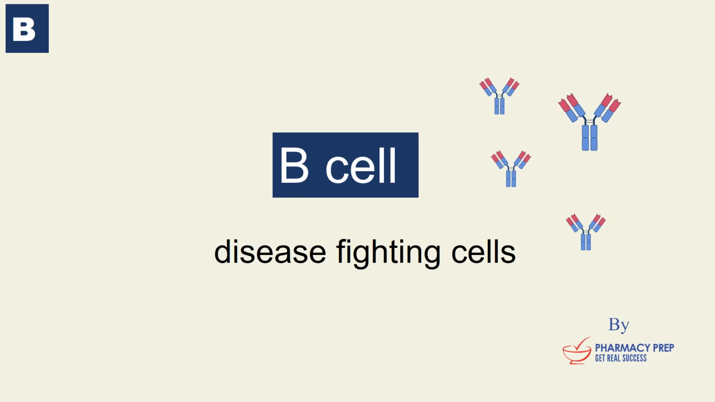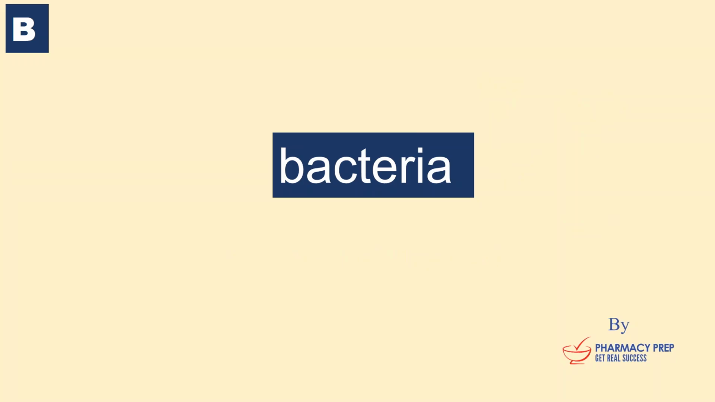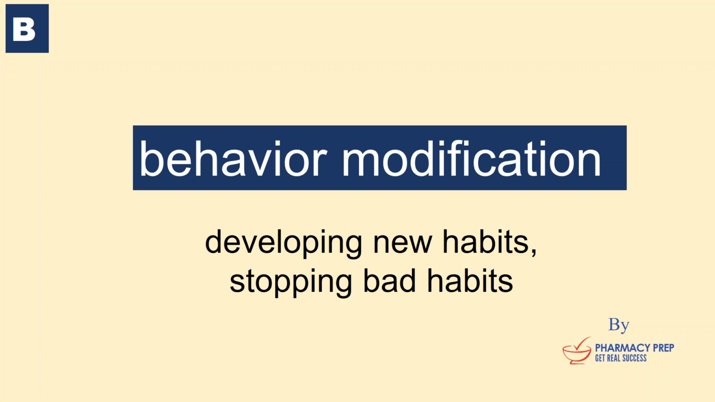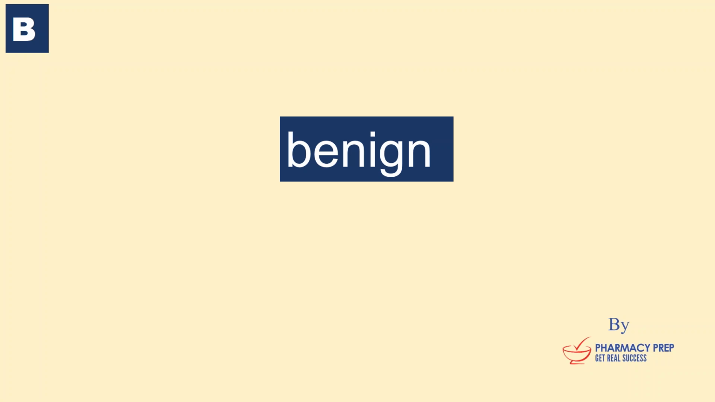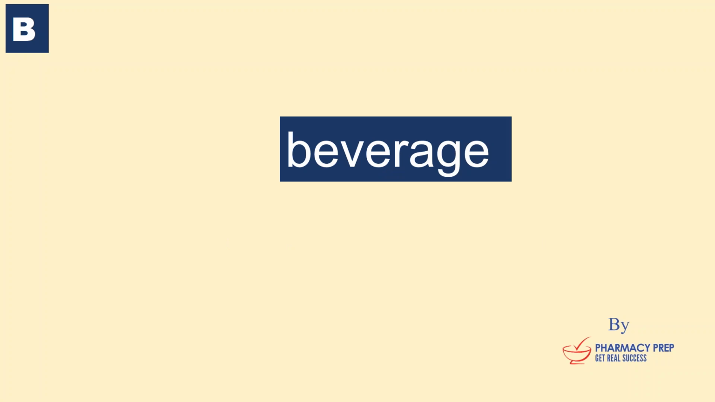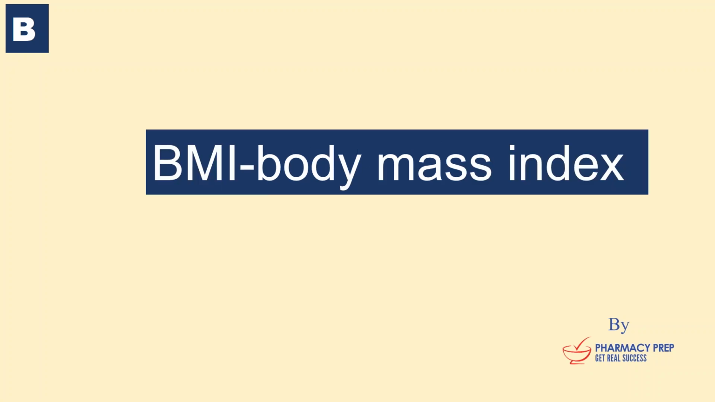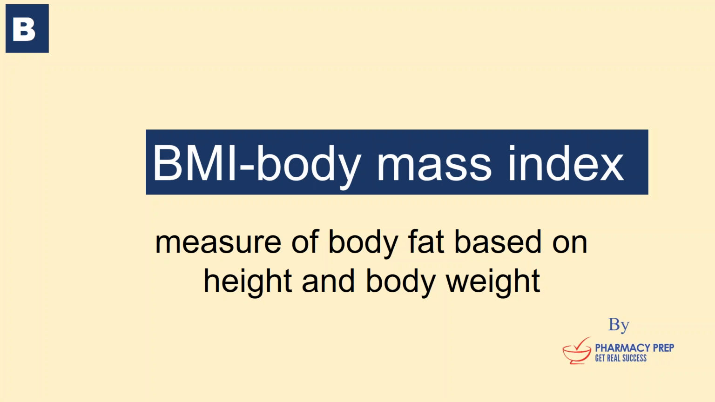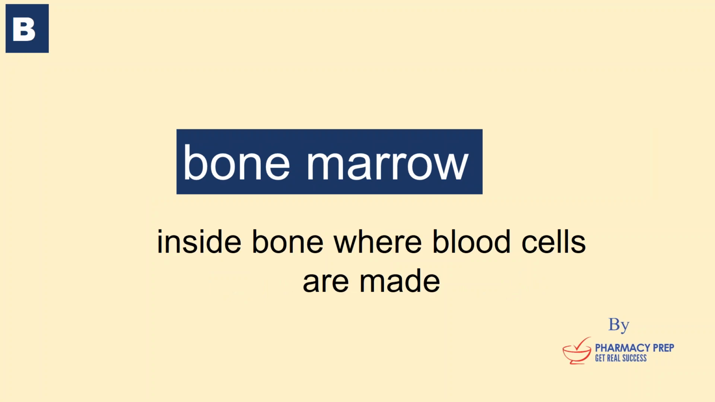B cells: disease fighting cells. Bacteria: germs. Behavior modification: developing new habits or stopping bad habits. Benign: not a danger or not harmful. Beverage: drink. Bilateral: both sides. BMI or body mass index: measure of body fat based on height and body weight. Bone marrow: inside bone where blood cells are made or formed.